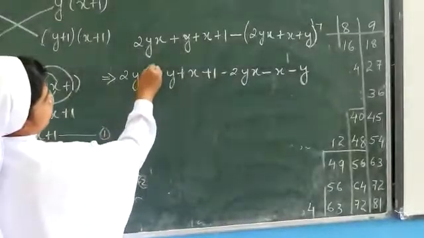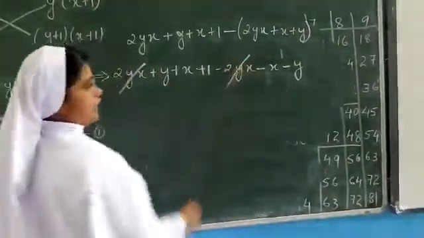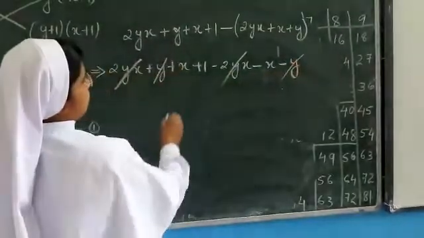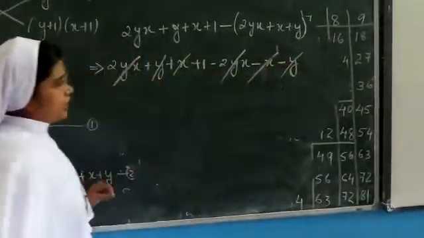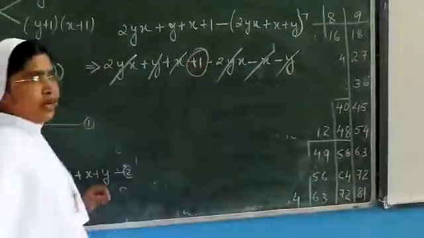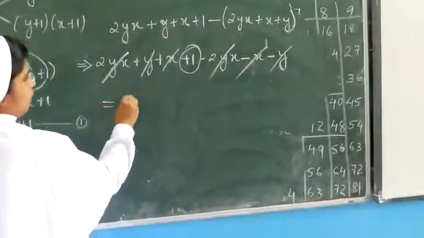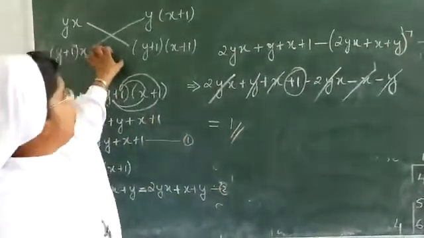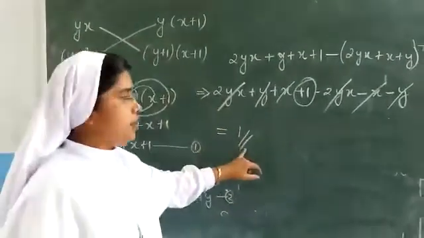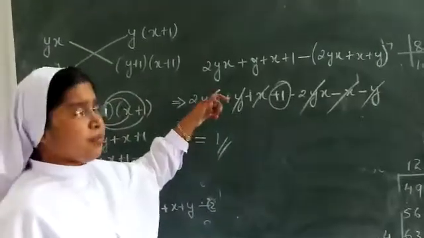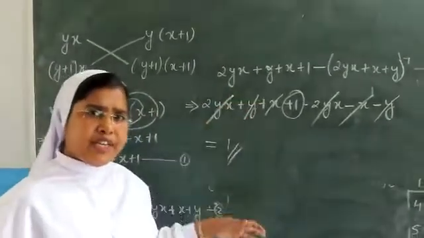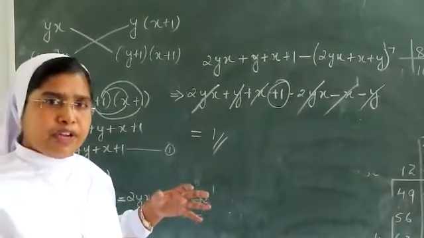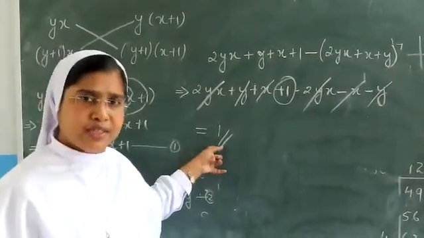Okay? Now this plus 2yx and minus 2yx will get cancelled. Plus y and minus y will get cancelled. Plus x and minus x will get cancelled. Now what do we have? 1. Okay? So we have found out the algebraic equation. Using the algebraic equation, we have found out that when the multiplication table is given and when we take the square of numbers and when we add the diagonals and find the difference, what do we get? 1. Okay?